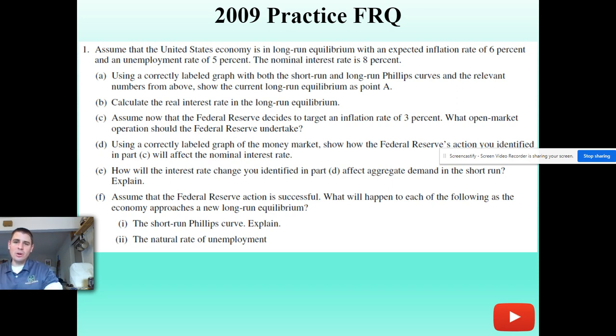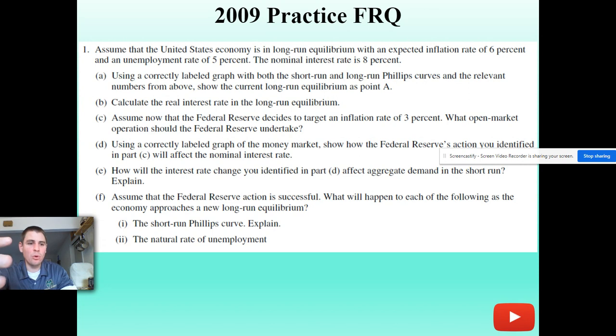So you drew your Phillips curve. You should be at the LRPC, the long run Phillips curve. We're at full employment. You indicated you have the proper axes, unemployment rate on the x-axis, inflation rate on the y-axis, the correct numbers, the dotted lines. Excellent. Calculate the real interest rate in the long run equilibrium.